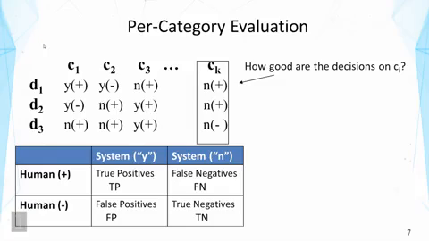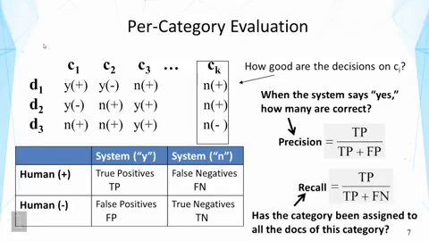Similarly, we can look at the per category evaluation. In this case, we're going to look at how good the decisions are on a particular category. And as in the previous case, we can define precision and recall. It will just basically answer the questions from a different perspective. So when the system says yes, how many are correct? That means looking at this category to see if all the documents that are assigned this category are indeed in this category. And recall would tell us, has the category been actually assigned to all the documents that should have this category?